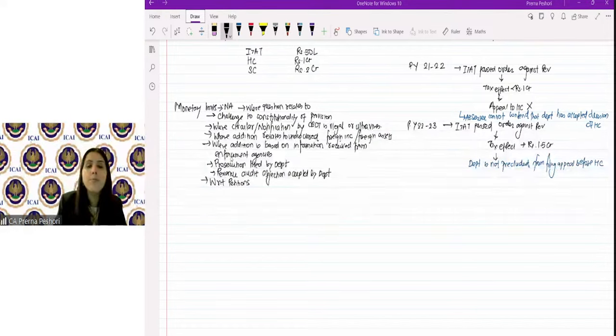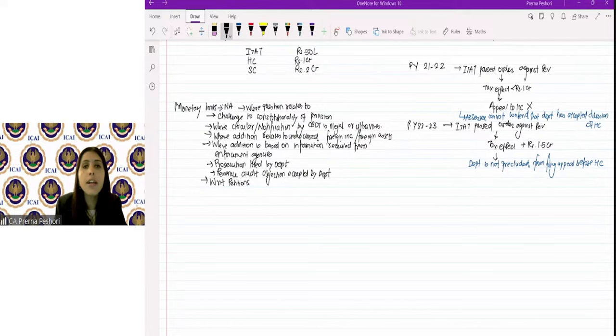Mansha, as I said, the appeal lies against the decision of the High Court. SLP can be against the decision of High Court, can even be against the matters which are pending before the High Court, which are not yet decided by the High Court. Okay? So in those cases, it's the SLP, Special Leave Petition.